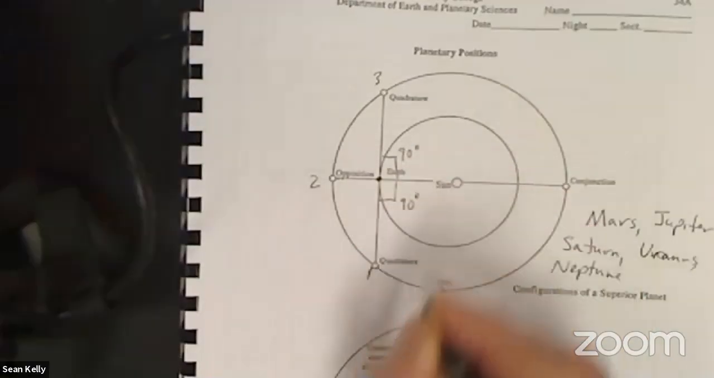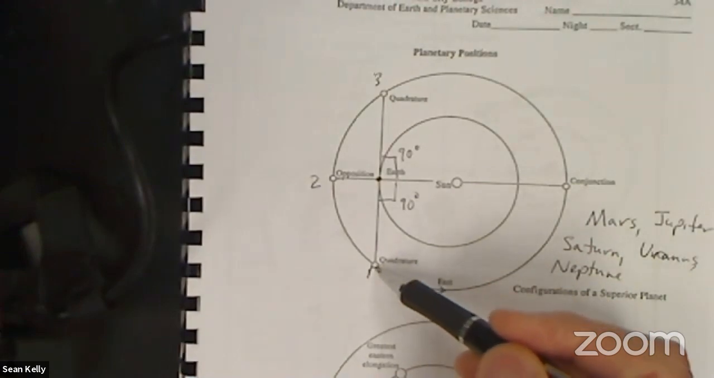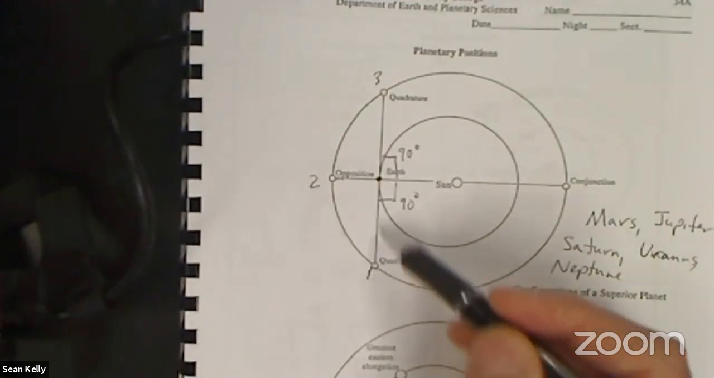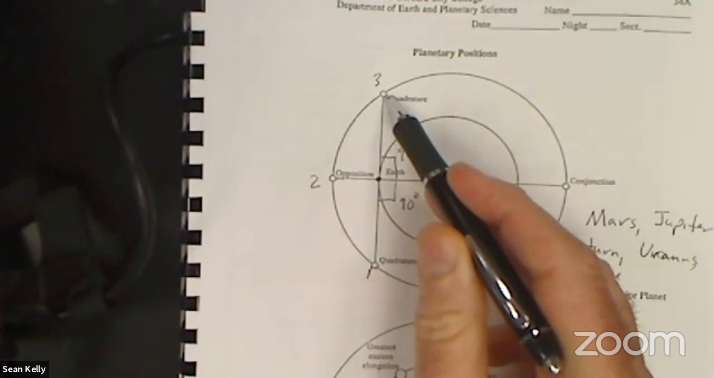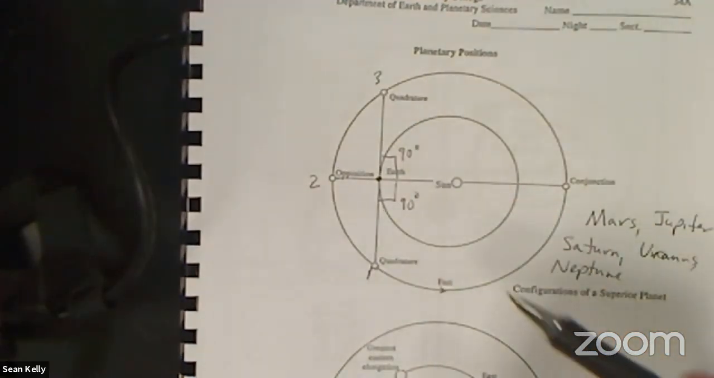And there's also a 90-degree on the other side, right? It's 90 degrees either way. So there's two quadratures, one where the planet is ahead of us in orbit, and another one where the planet is behind us in orbit. Does that make sense?